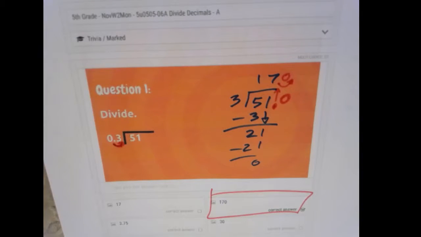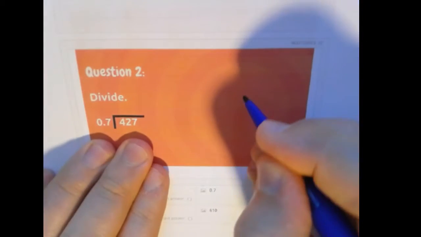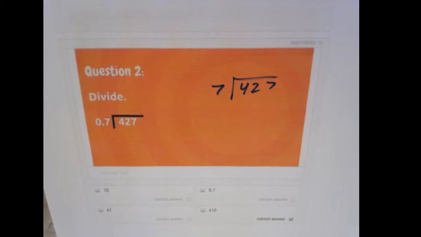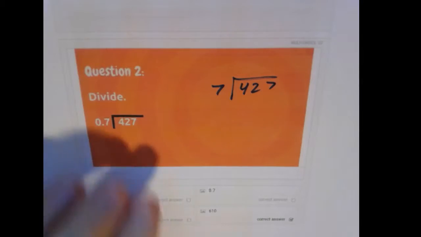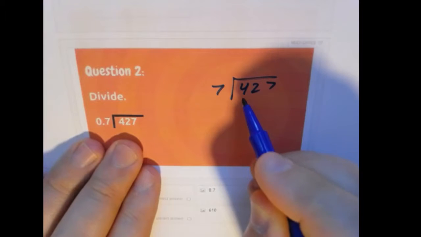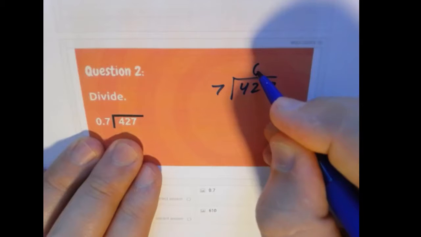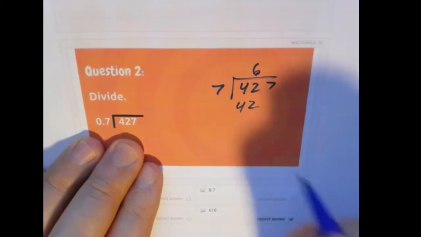Let's try another one. So now again, instead of doing 427 divided by 0.7, let's do 427 divided by 7 without the decimal. Just see where we go. Let's take it easy, make sure we line things up very carefully. How many 7s fit into 4? None. How about how many 7s fit into 42? That would be 6, right? 6 times 7 is 42.